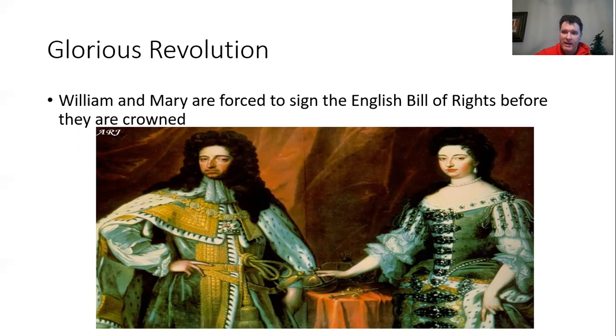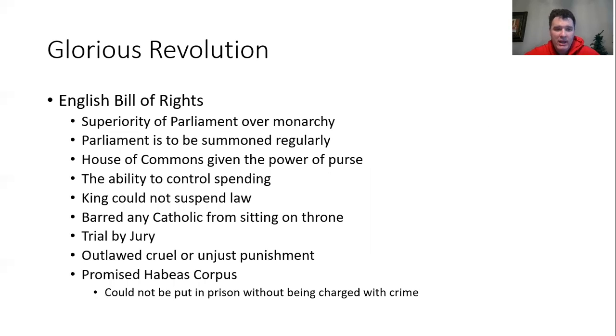However, before they do that, they have to sign what's known as the English Bill of Rights. And so this lists out here on the screen the rights that are guaranteed in this Bill of Rights, where you have superiority of Parliament over the monarch. You have Parliament must be in session regularly. The House of Commons, which is the lower house of the Parliament, which is most closely tied to the people, is given the power of the purse, and the power of the purse is the ability to spend and tax, the ability to control spending.